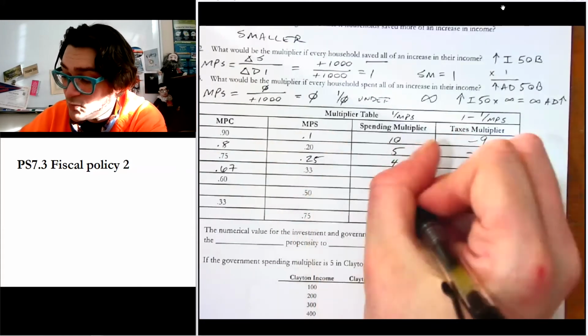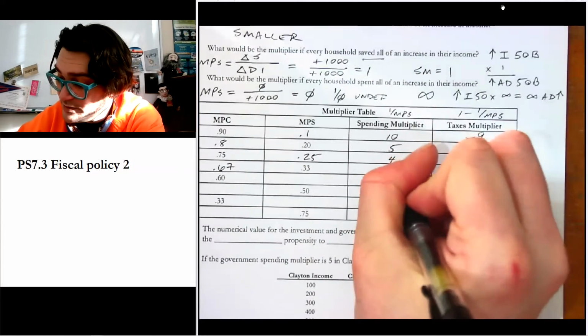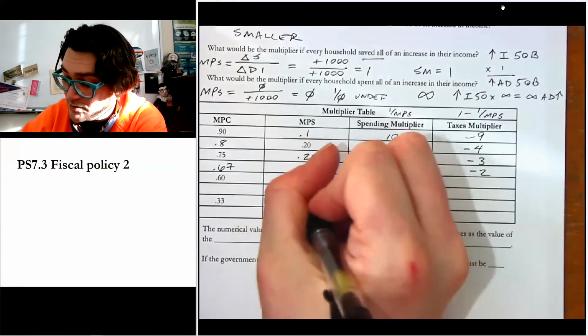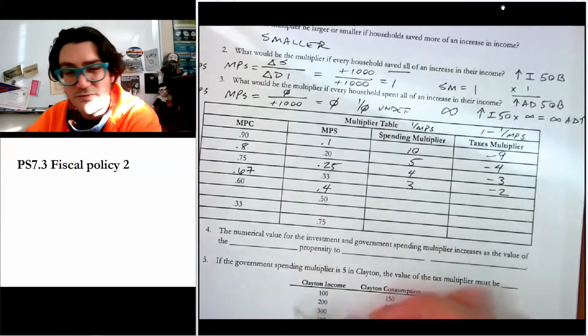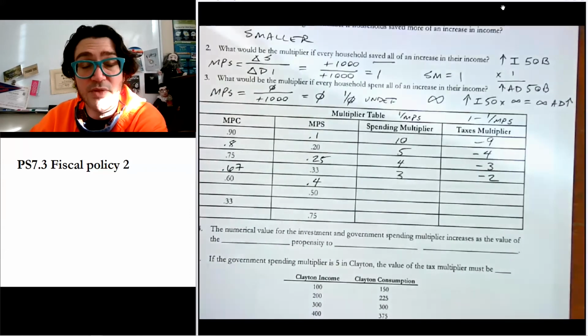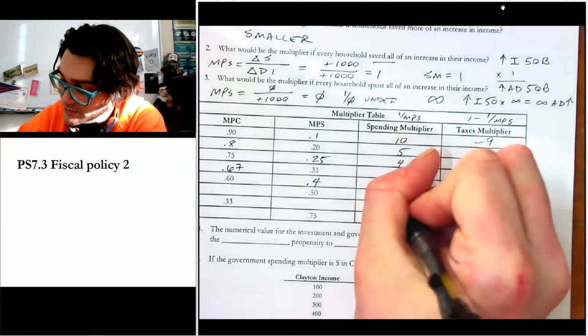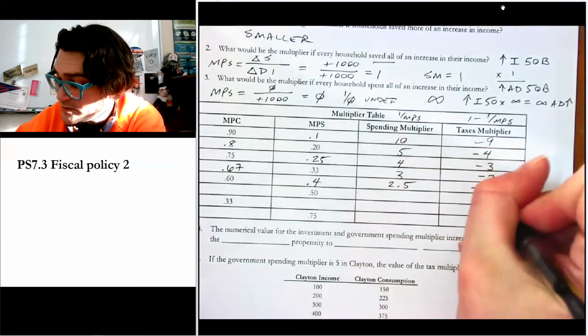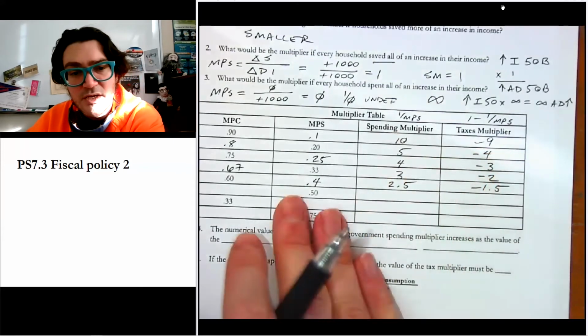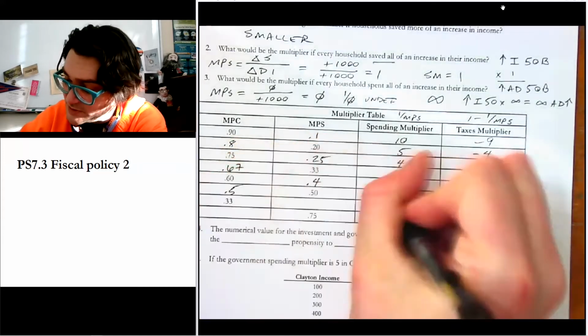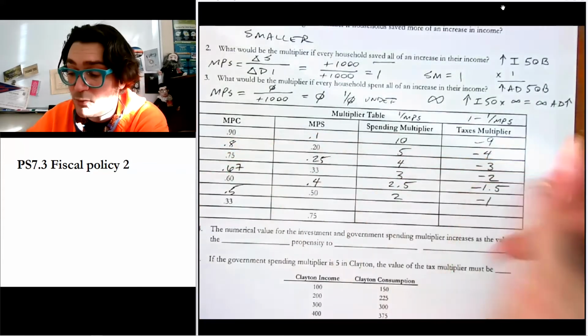0.67, so this is 1 over 0.33, so that's 3, -2. 0.4, right? So 1 over 0.4 is 2.5. Sorry, had a brain fart. So negative 1.5. 0.5 to 0.5, so that's just 2. So that one's negative 1.